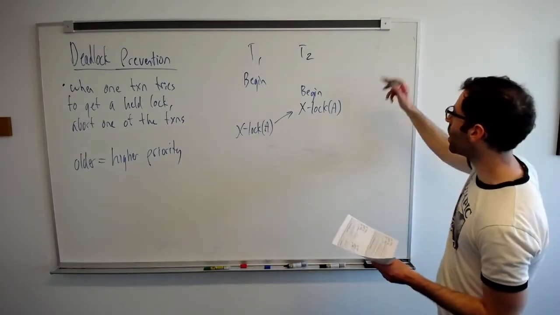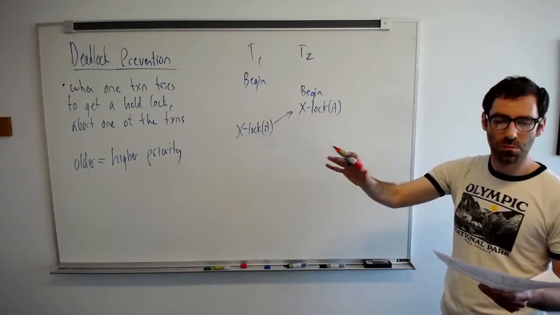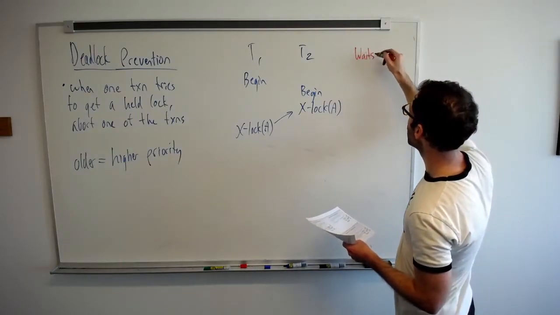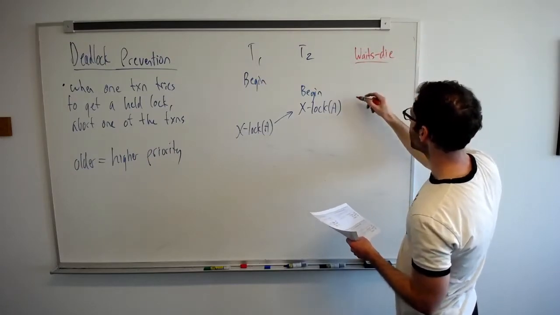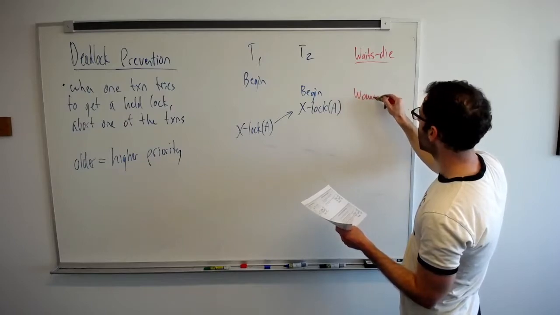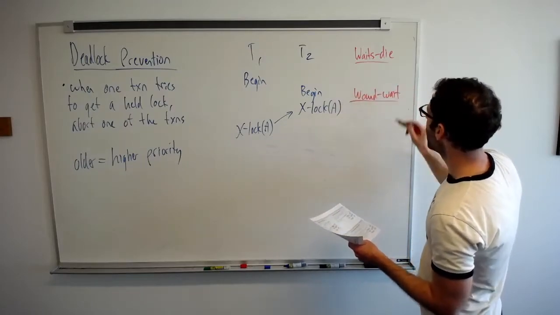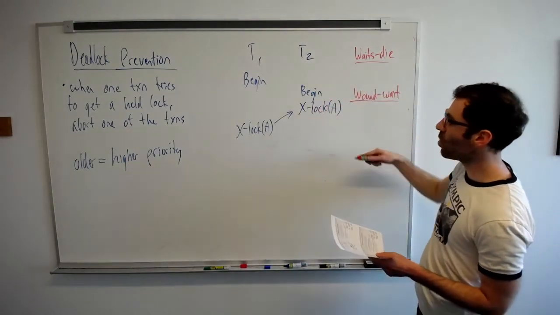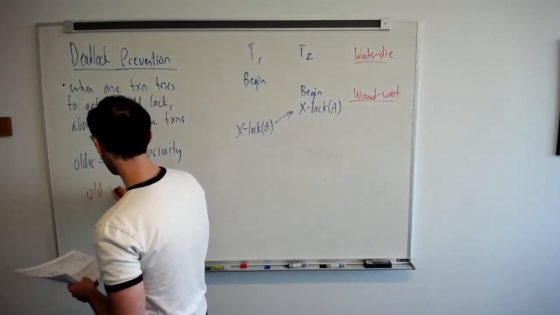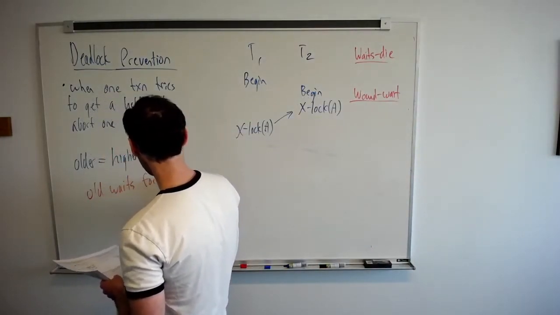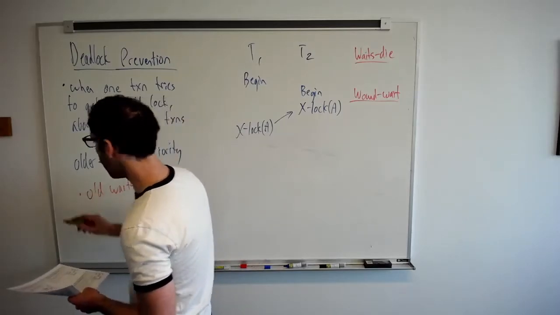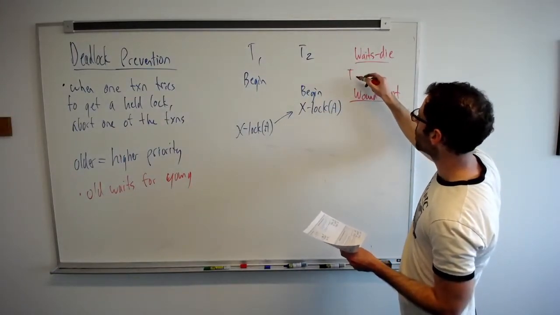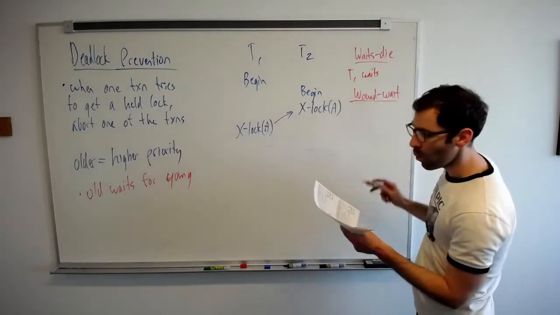And our two different deadlock prevention protocols will be called wait-die and wound-wait. Wait-die is also called old waits for young. So under wait-die, in this situation, T1 waits.